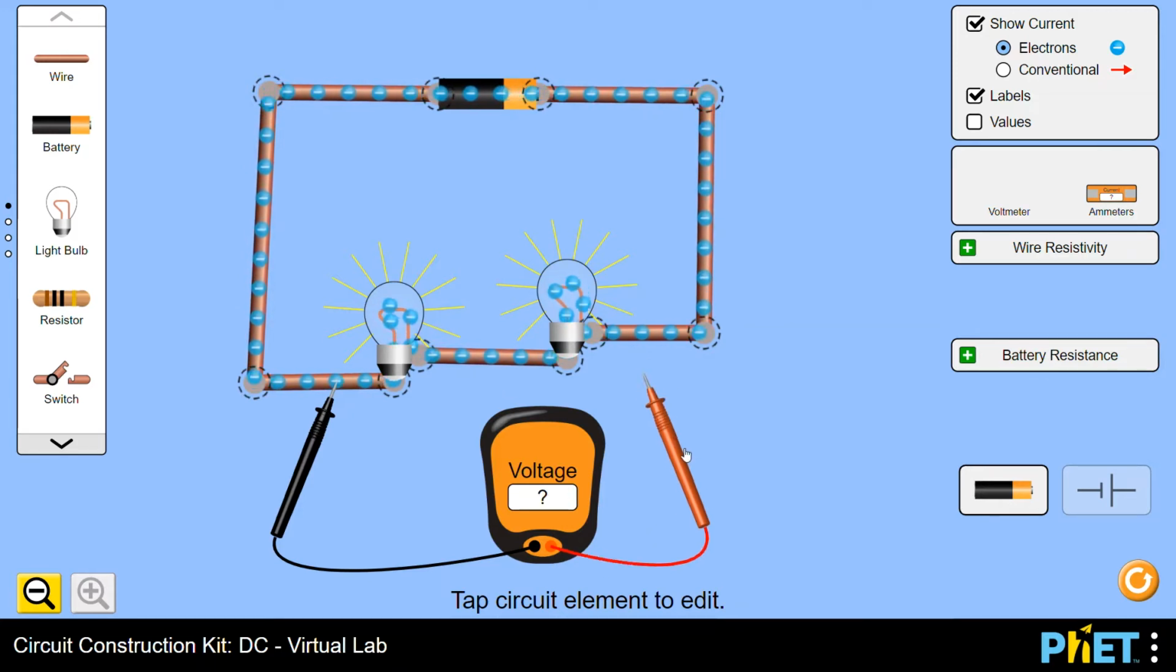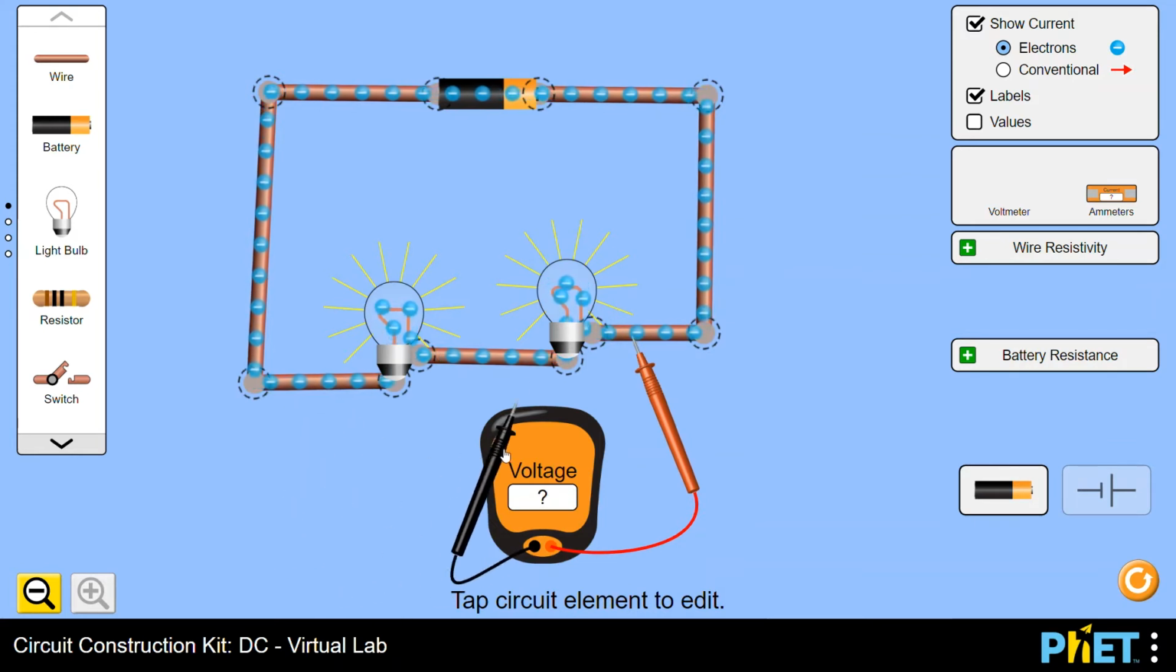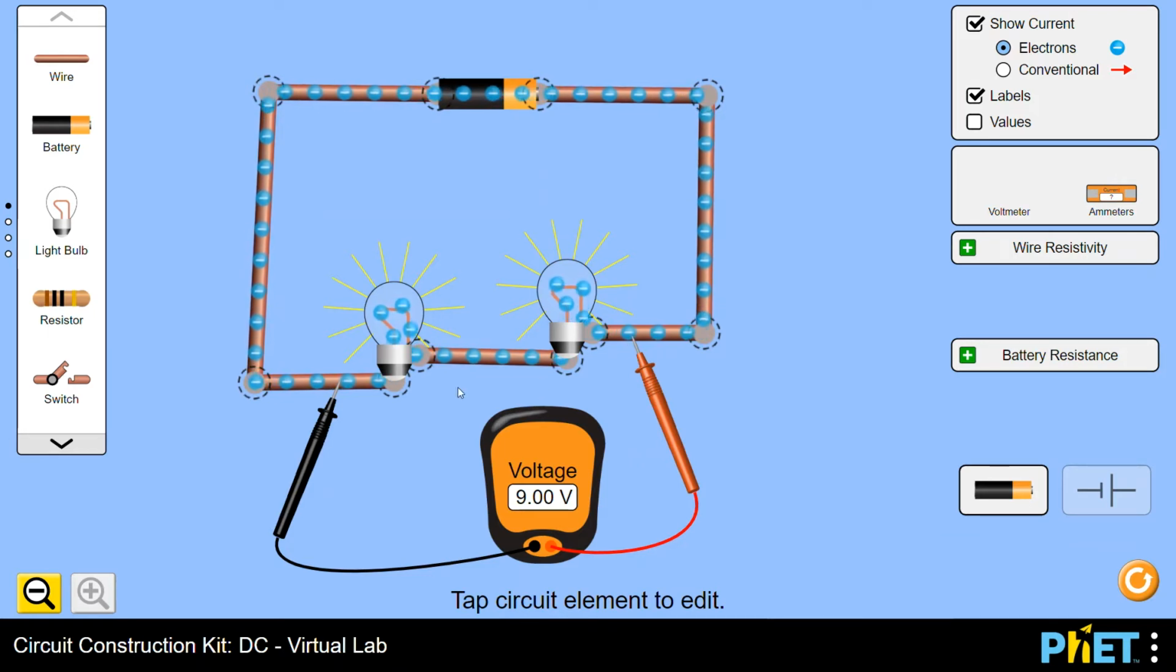If I then want to measure the potential difference across the left-hand bulb, I just connect the two probes either side of the left-hand bulb, and I've got 4.5 volts. And if I want to do the right-hand bulb, then I connect the probes either side of the right-hand bulb, and again I've got 4.5 volts. So the total potential difference of 9 volts coming out the cell is being shared between the two bulbs. They're each getting 4.5 volts.